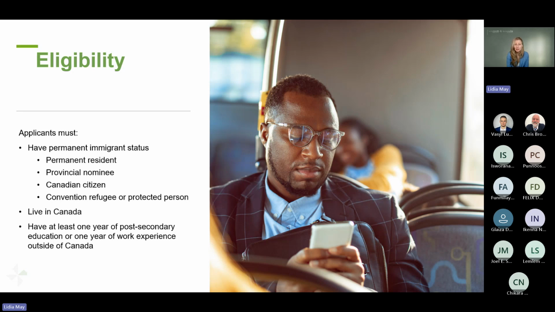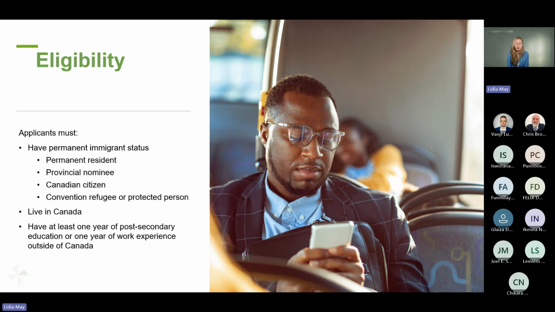So Canadian citizens are eligible for our loan, but I mean those who are like me, I'm a Canadian citizen, but I am an immigrant. Also, convention refugee or protected person, same idea. If you're waiting for a decision on your status, you're not eligible. As soon as you have the decision letter, I think it's called, you become eligible for our loan.